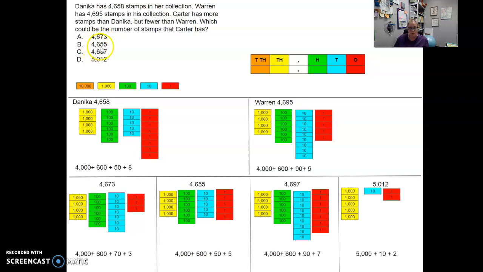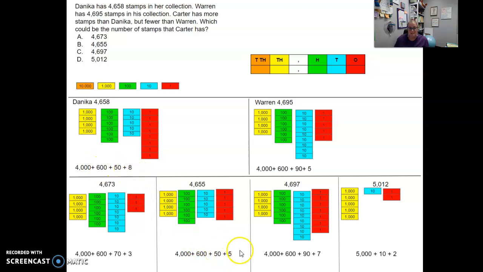The next one says 4,655. Well, this one says 4,000. There's my 4,000. There's my 4,000. So I'm using the expanded form to compare them this time. If you still want to use the base 10 place value discs, you are able to do that, whichever strategy works best for you. Then I have 600, 600, 50, 50.